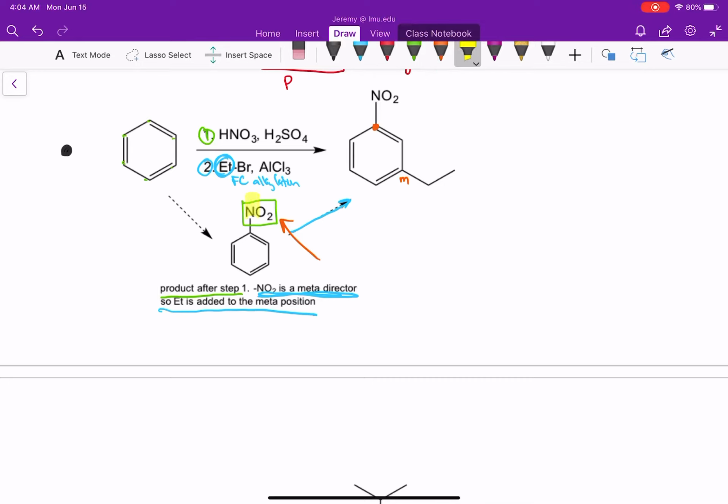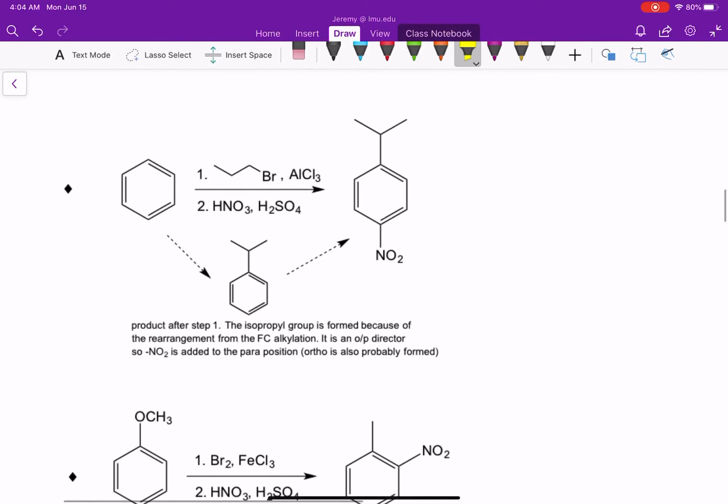Step 1, we add our NO2. Our nitro group is a meta-director, not ortho, para. So that means we add our ethyl group, EtBr, our Friedel-Crafts alkylation adds our ethyl. That ethyl will be added to the meta position. All right, let's look at another example here.